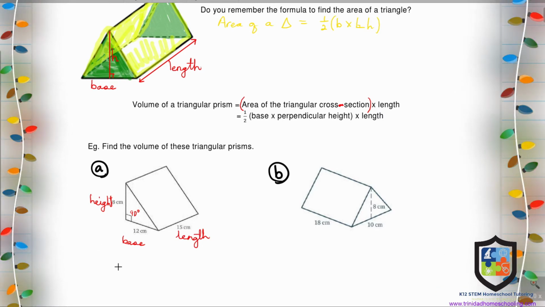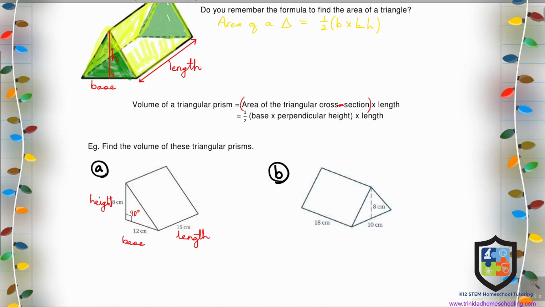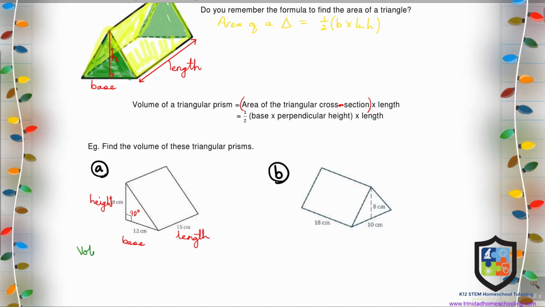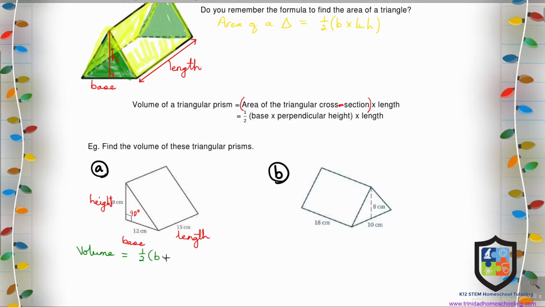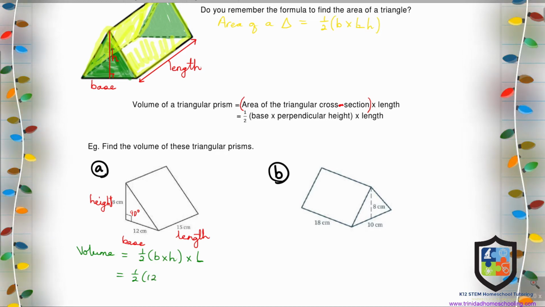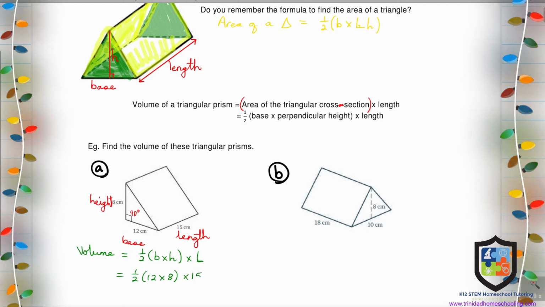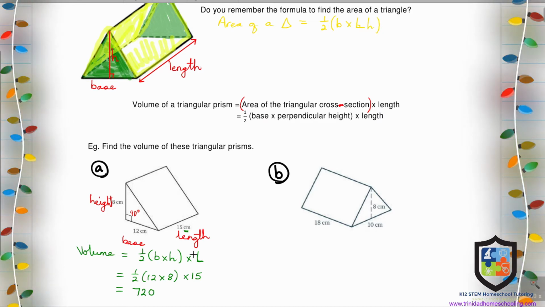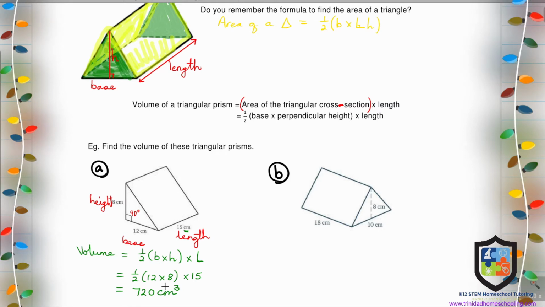Alright, so now that we have our labels on our diagram, we could now find the volume. So volume is equal to a half base by height multiplied by the length. So a half of the base, which is 12, multiplied by the height multiplied by the length. Alright, and that is going to give us 720. Our units is centimeters, and there's 3 lengths being multiplied, so it is centimeters cubed for volume.